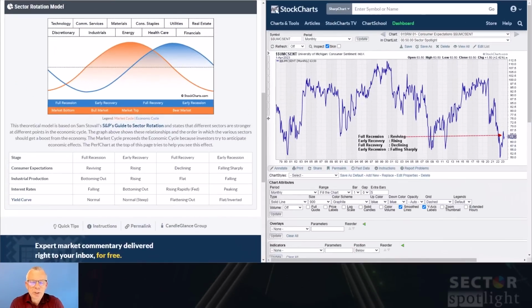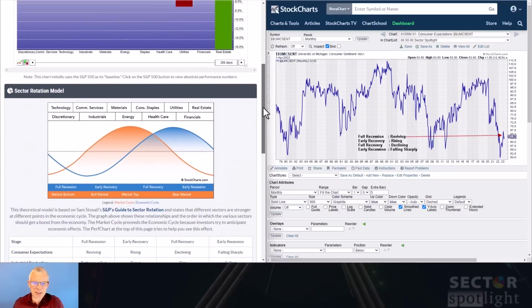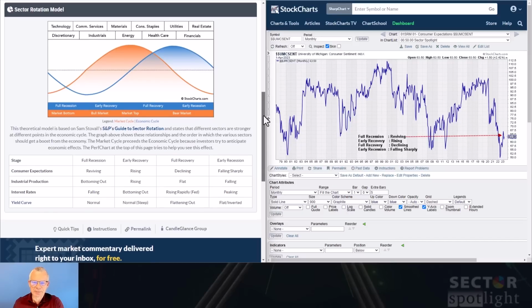The last time we looked at the sector rotation model here in Sector Spotlight was on the 17th of January. So that's pretty much exactly 3 months ago. Time for a review, I would say. So on the left-hand side, I brought up the sector rotation model. You can find that on the StockCharts website if you go to the perf charts and then scroll down. So this is what you get when you see the perf charts, and then the sector rotation model page is right below that.